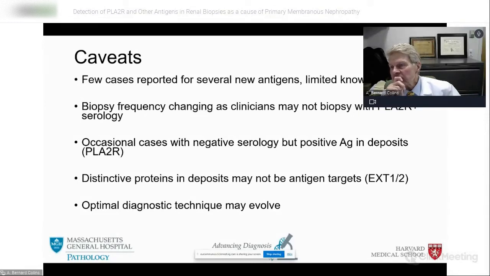But as I pointed out, a negative serology for PLA2R does not exclude PLA2R membranous, and the only way to determine that is a renal biopsy. So those factors have to be taken into consideration to guide the clinician on whether to biopsy the patient or not. And as I've said, occasionally you have these negative patients that are positive. And the distinctive proteins in the deposits may not be the antigen. An example of that, as I've mentioned a couple of times, is exostosin 1 and 2. And the diagnostic technique for determining these new antigens may evolve with more time.